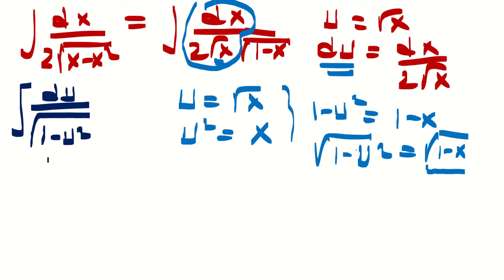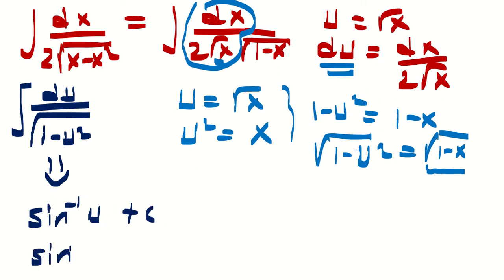We need to recall that. This result will be sine inverse of u plus c. That u is radical x. So the result will be sine inverse of root x plus c2. This is a constant, we can say. Therefore, we have everything now. Sine inverse of root x.